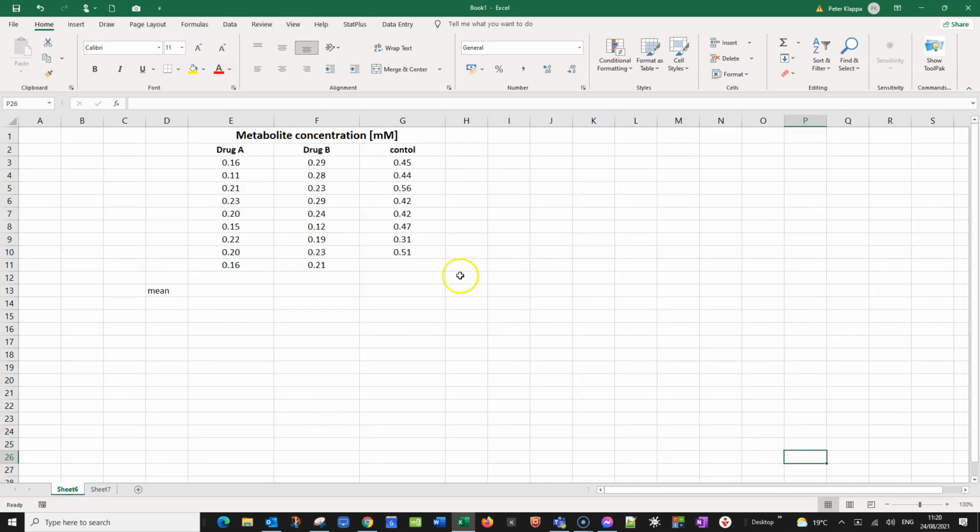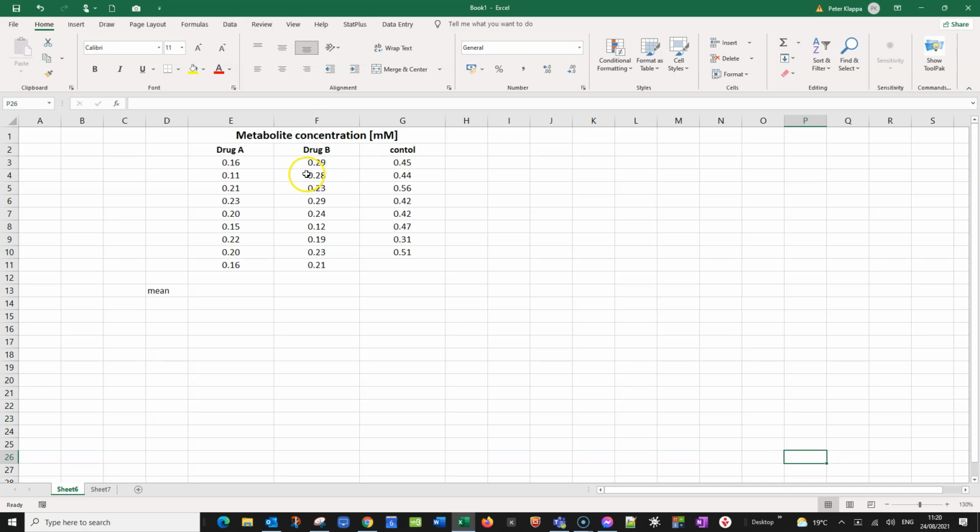Let's have a look. We have an experiment where we test two different drugs. We test the effect of these two different drugs on the concentration of a metabolite of our cells, and of course, as good scientists, we also have a control that is sort of a mock treatment where we treat the cells in exactly the same way but just without the drug. And we want to know whether there is a difference between the drugs and also whether the drugs are different to the control.